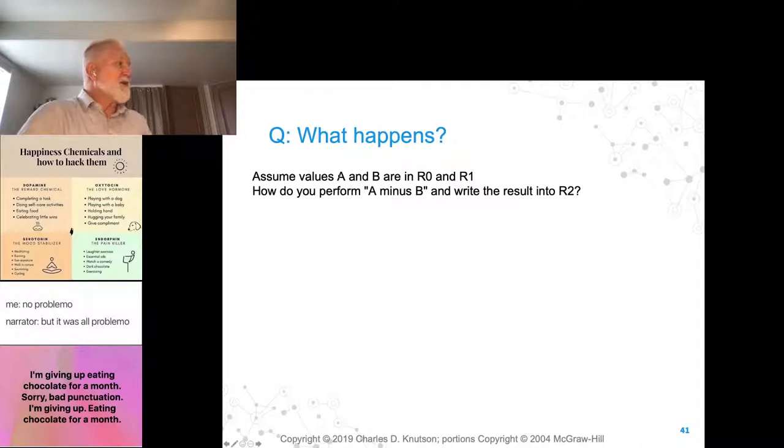So let's just assume we've got two values. We'll call them A and B, and we shove them into R0 and R1. How they got there, we don't care, but they're there. And I want to go A minus B.